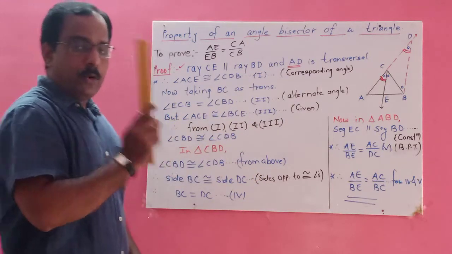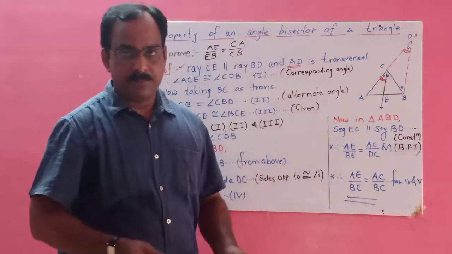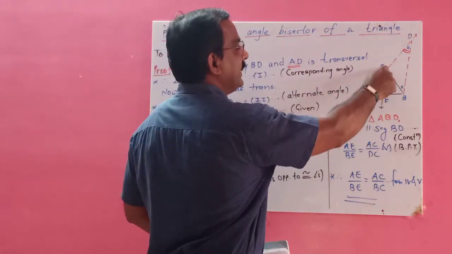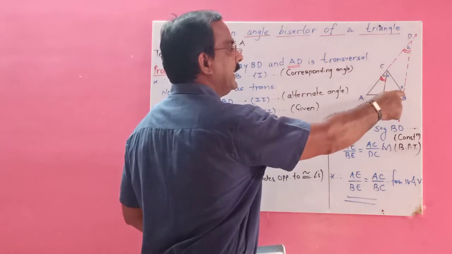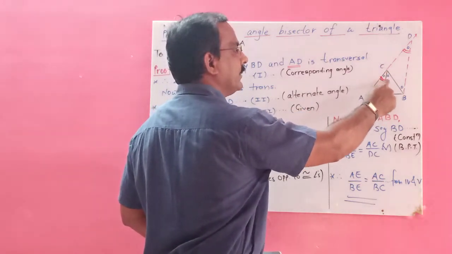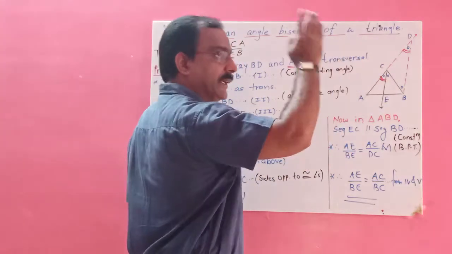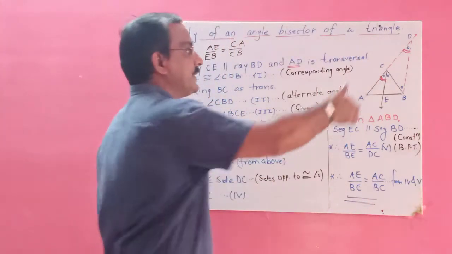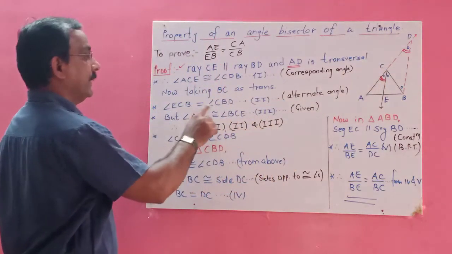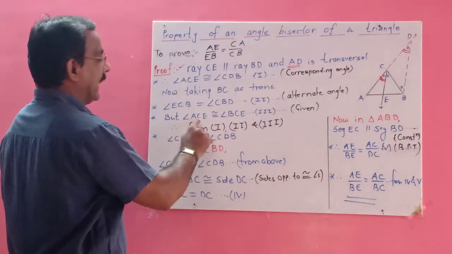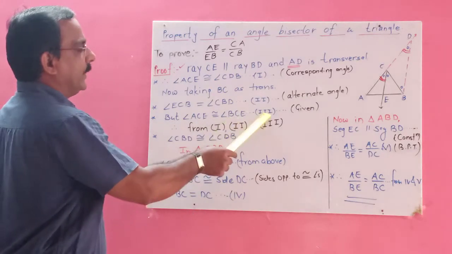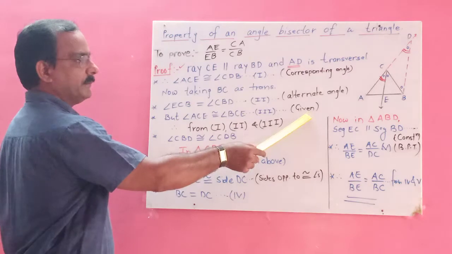Now, one more point is given in the theorem, that is angle ACE and angle BCE. These two angles are also congruent. Reason is, it is given in the theorem that this is the bisector, right? So here I have written point number 3, angle ACE is congruent to angle BCE. Point number 3, it is given.